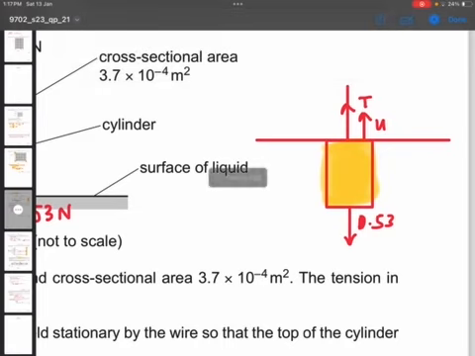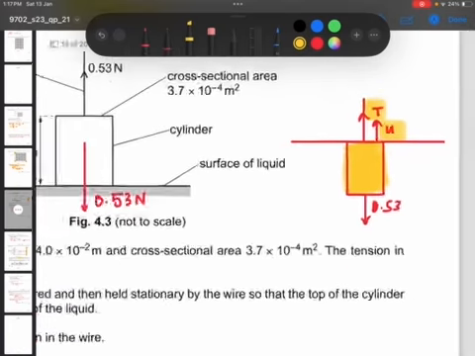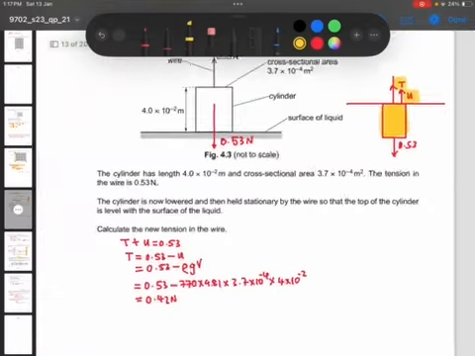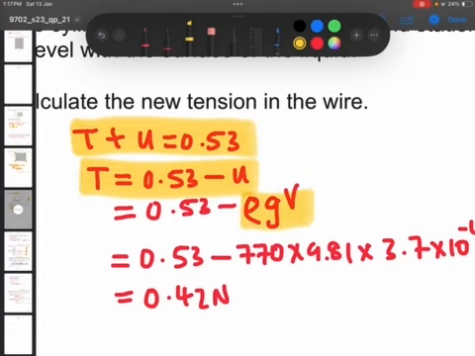So you can see here, according to what I put here, there's now upthrust, and there's tension. So the tension can no longer be the same if the tension and the upthrust are supposed to add up to 0.53. So that's what we write here: tension plus upthrust equals 0.53. Then we make the upthrust go to the other side, so tension is equal to 0.53 minus U, which is the upthrust. But U, the upthrust, is equal to rho gV. This you must always know. Who is rho? The density of the liquid. Who is V? V is the volume of the liquid displaced.